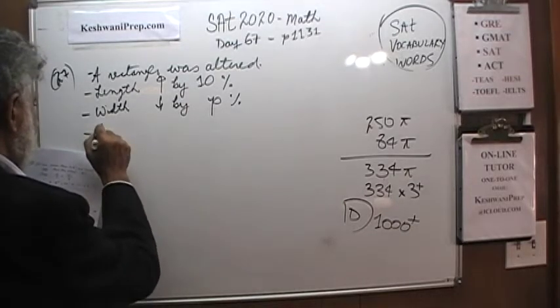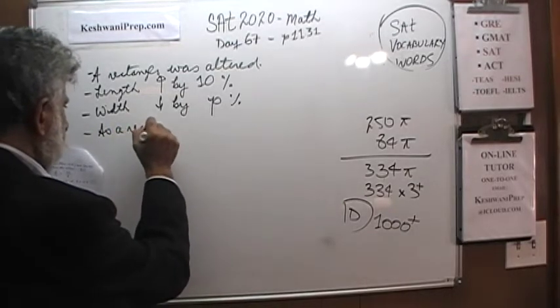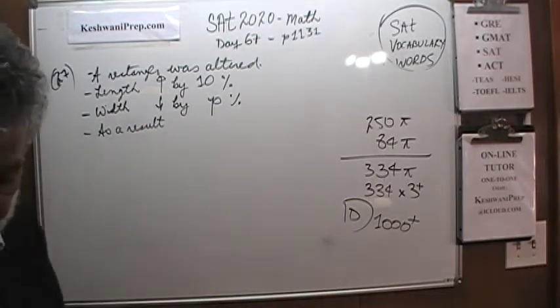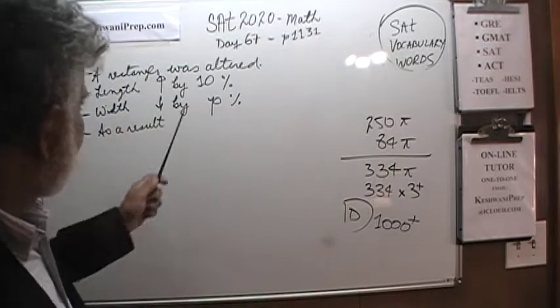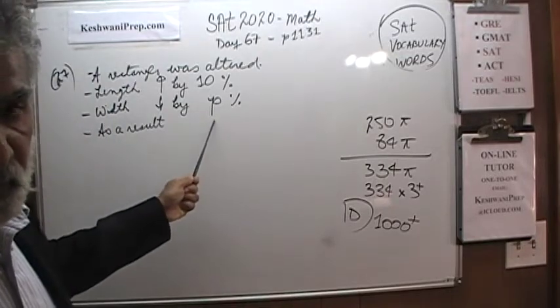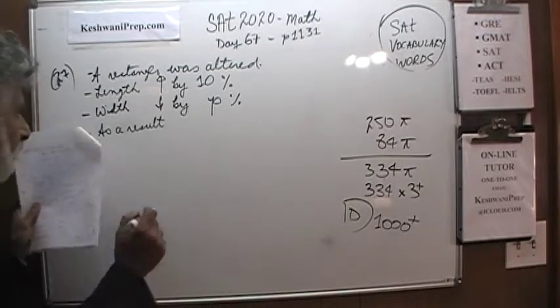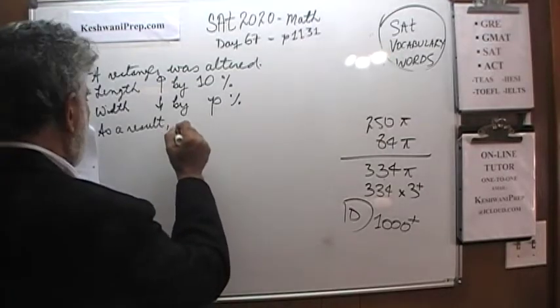We are told that as a result of these two alterations, the fact that we increase the length by 10% and we reduce the width by 3%, what we ended up with is a new rectangle.